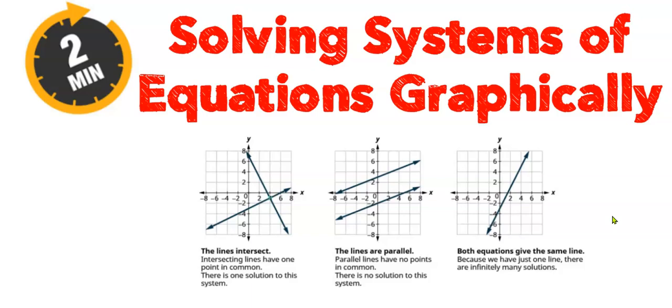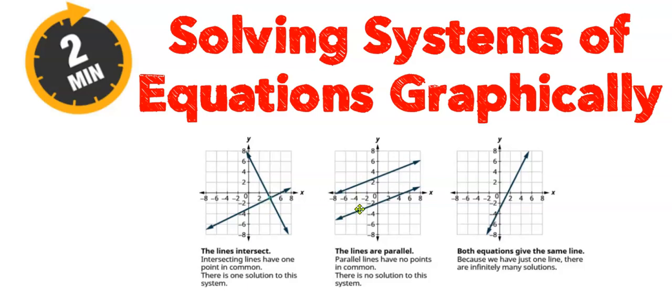Solving systems of equations graphically in 2 minutes. When you graph a system of equations, you'll have 3 possible outcomes. The 2 equations will intersect at one point, therefore have one solution.